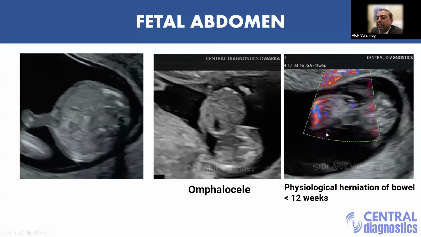And if it is still persisting, maybe it's a small omphalocele, but most of the time it is going to regress, and this is nothing but the physiological herniation of bowel. So the take-home point here is do not be in a hurry to make a diagnosis, especially in the first trimester, because there are certain physiological changes which are happening. So in case of any doubt, it's always prudent to call the patient back again after 2 weeks or 4 weeks and then reassess.